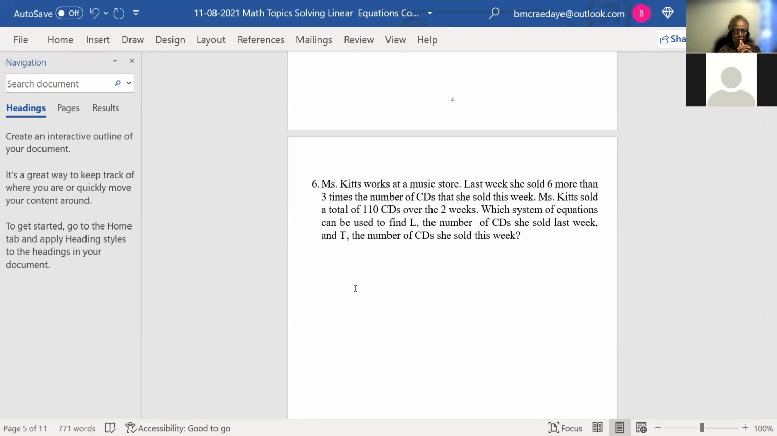Which system of equations can be used to find L, the number of CDs she sold last week, and T, the number of CDs she sold this week? Okay, so you've got to put that last week she sold 6 more than she sold this week. So you know you're going to need that, right? And over the 2 weeks, she sold 110. So that's what you're going to need.